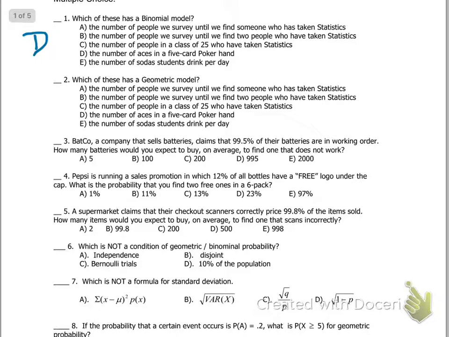Okay, now let's go to 2 for geometric. This is the first one. All right, now they might not use the word first, so you have to ask, what other words imply first? And it's until. Look at A here, it says the number of people we survey until we find somebody, so that implies first.